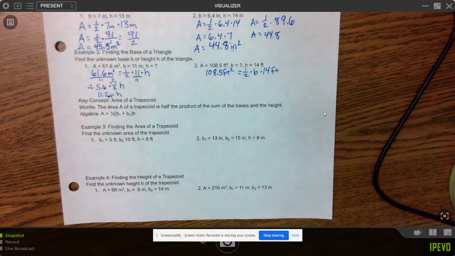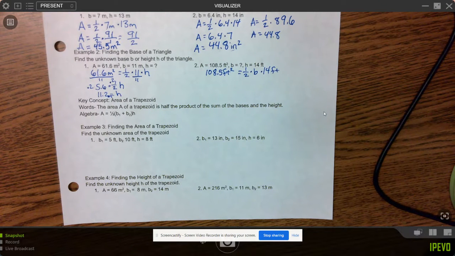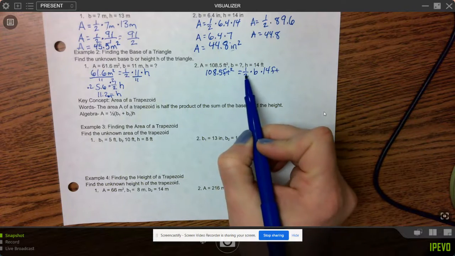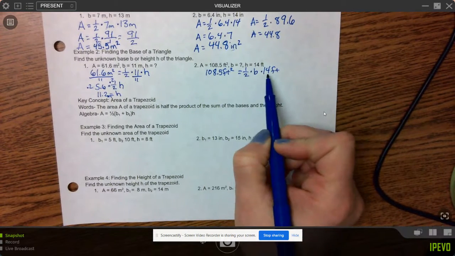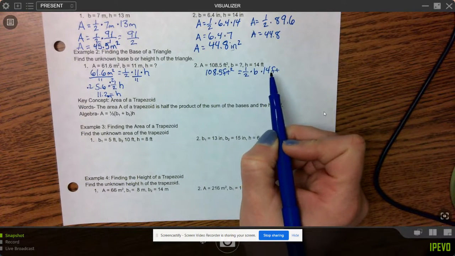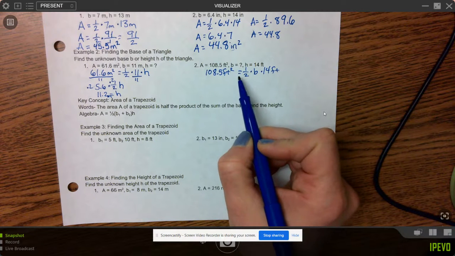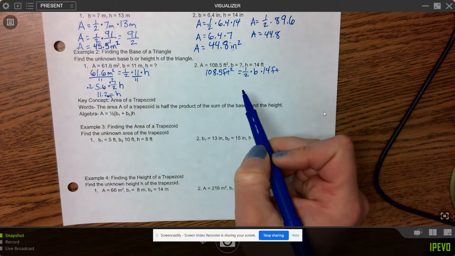So I'm going to do the opposites now to get my base by itself. Oh, we do the complete opposite. When you multiply first and we divide? Or you could divide and then multiply. So it doesn't matter which one you do first. You could multiply by 2 and then divide by 14, or you could divide by 14 and then multiply by 2. We're going to get the same answer.